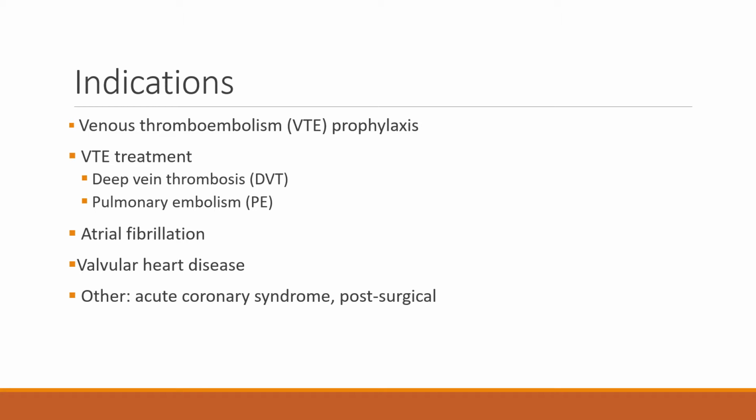Some of the common indications that we see with anticoagulation, one being venous thromboembolism prophylaxis. A lot of patients who come into the hospital will either get put on Lovenox injections or sub-Q heparin 3 times a day. Other indications would be VTE treatment, so if it's DVT or PE. We also see AFib, we see a new indication for valvular heart disease, and then some other indications that we won't go into as deeply today would be acute coronary syndromes and then post-surgical treatment as well.